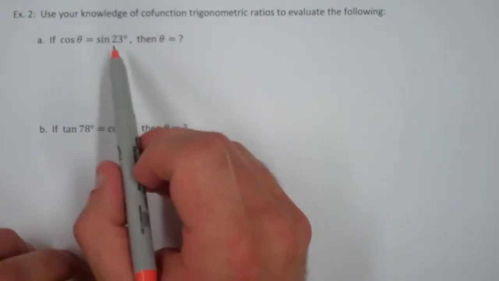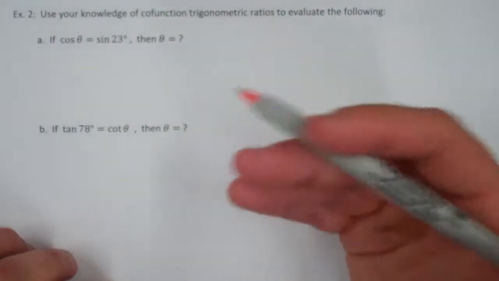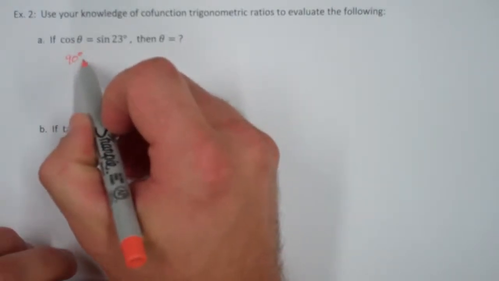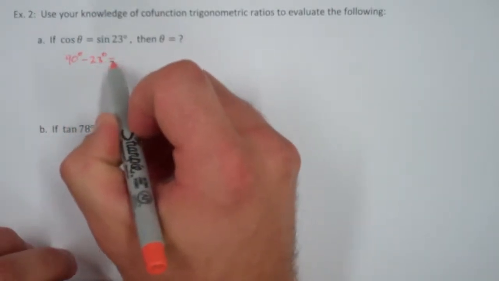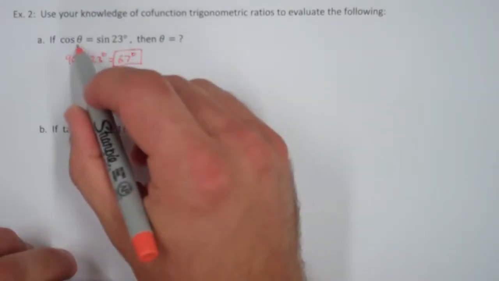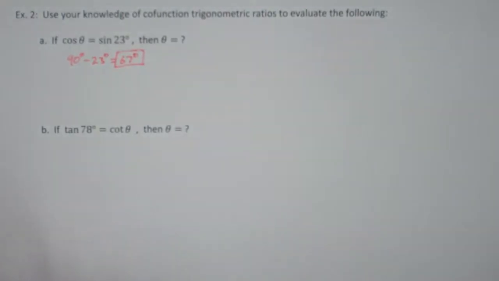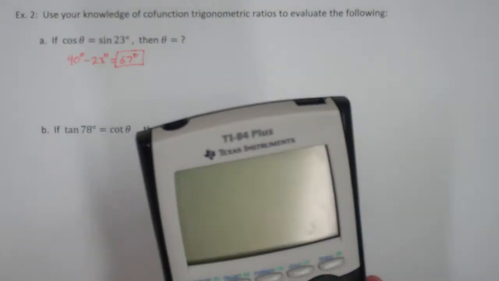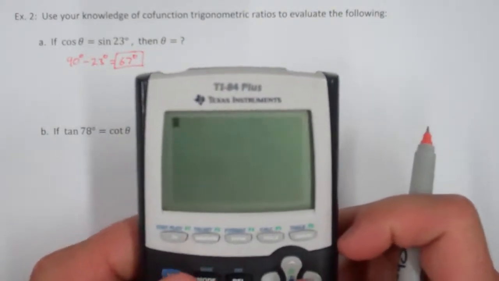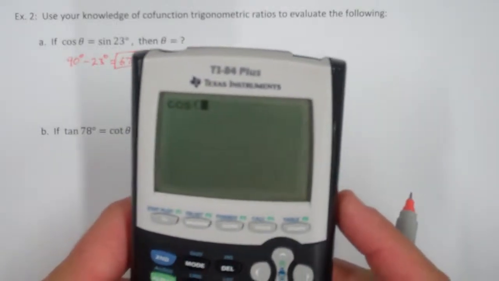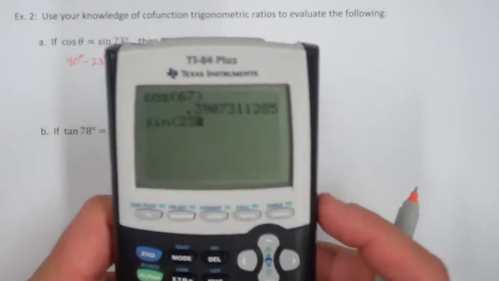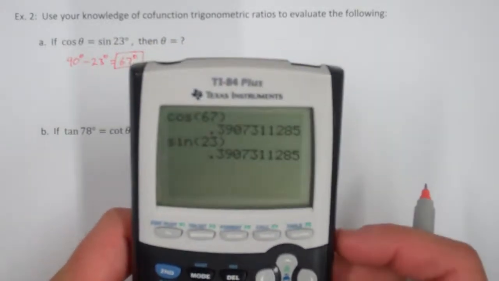And we know that the relationship between this angle and this angle is that they must add up to 90 degrees. So if we took 90 minus 23, we should get 67. Theta here must be 67 for this to work out. You can verify this quite easily in your calculator as long as you're in degree mode. I always like to check just real quick before I do a calculation. So we've got the cosine of 67 and the sine of 23. Yep, they're totally the same thing.